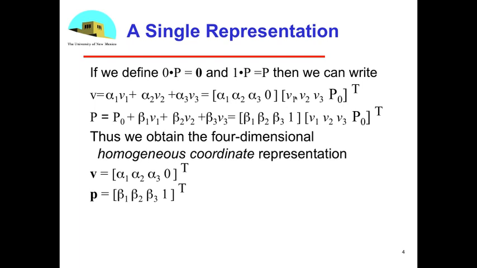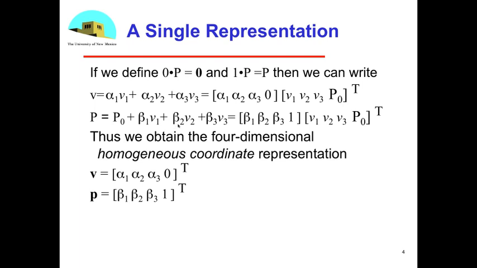So this is alpha 1 v1 plus alpha 2 v2 plus alpha 3 v3, plus 0 times p0. Oh, but wait a minute, we just decided we were going to call 0 times a point the 0 vector, so this just adds on the 0 vector, and the 0 vector plus any vector leaves it alone. So therefore, I get alpha 1 v1 plus alpha 2 v2 plus alpha 3 v3, and it's just an alternate way of writing it down. Now the benefit comes here.